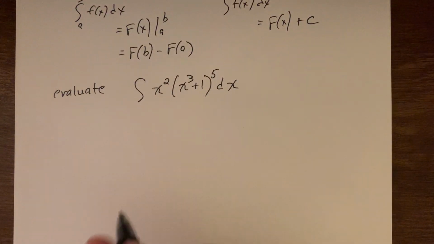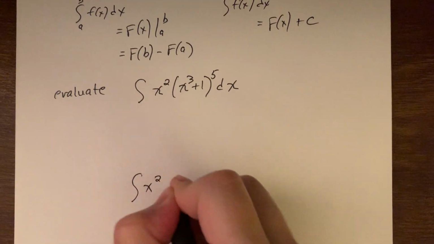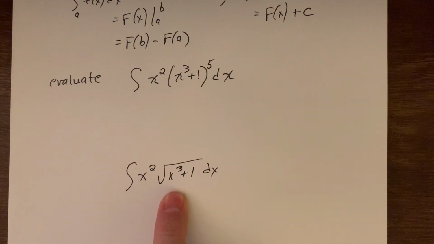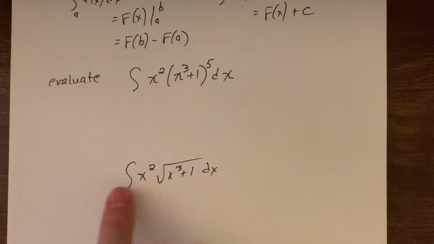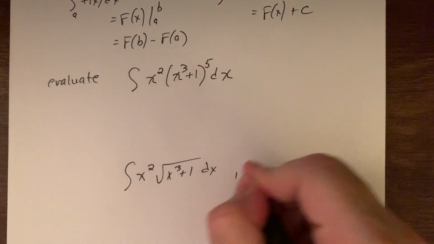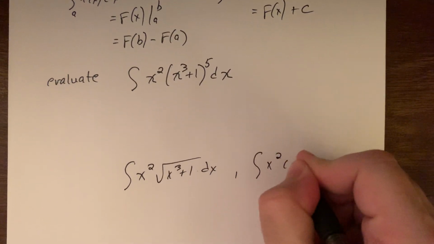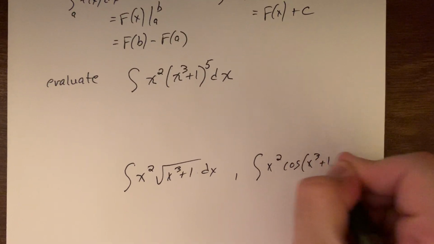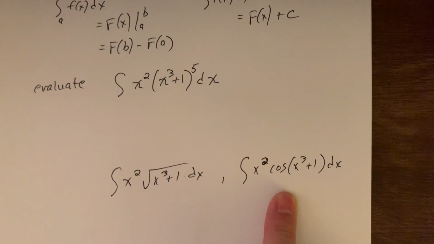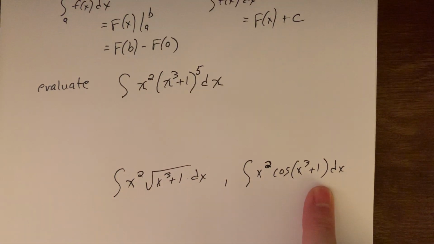And then this next one, if I change that to the square root of x cubed plus 1, now there is no multiplying this one out. Now I've got multiplication that I'm stuck with. And similarly, in this one, so all 3 of these are similar.